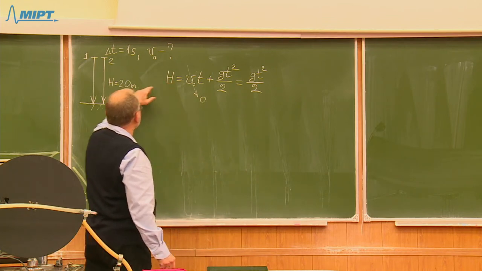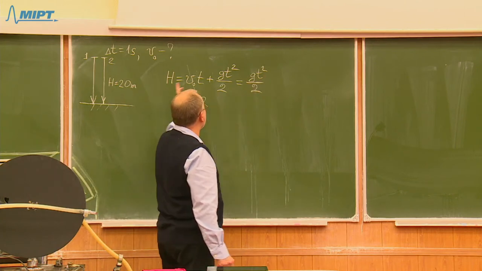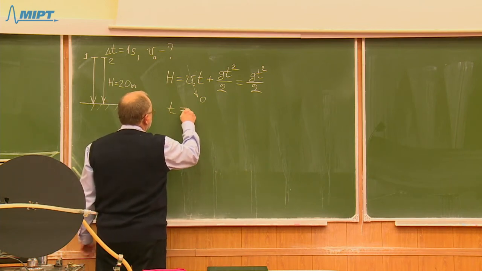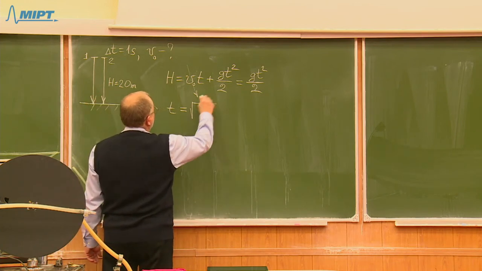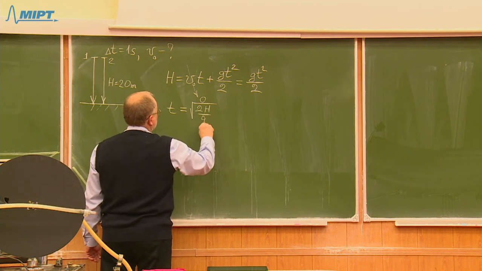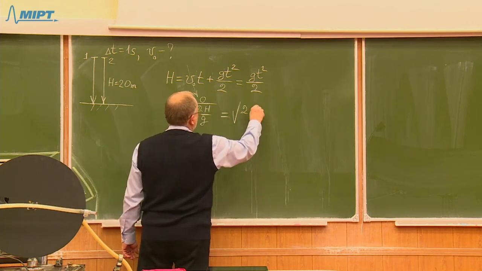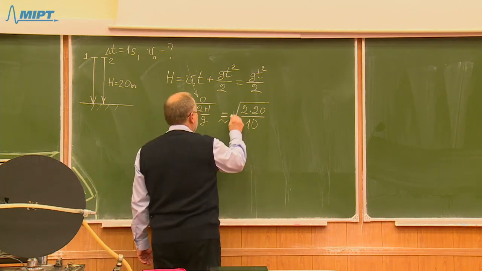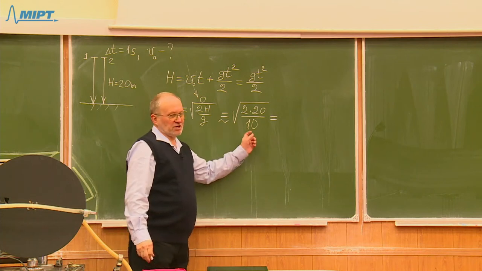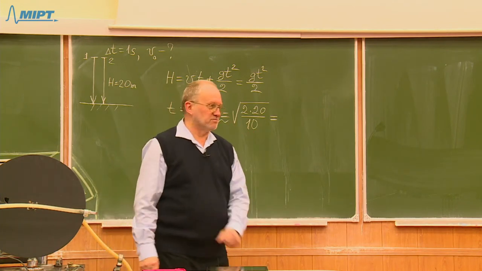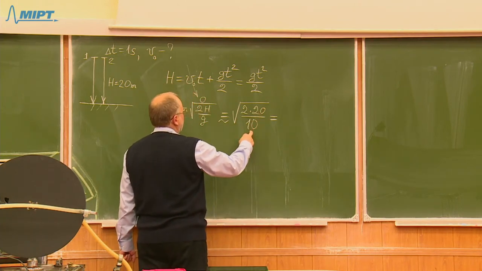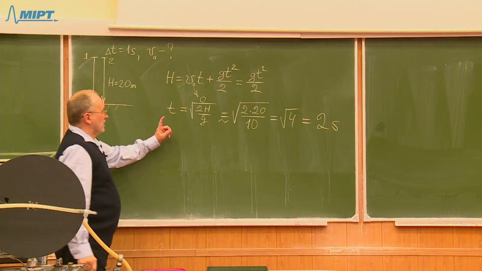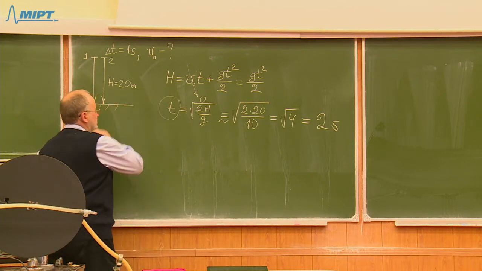Everything is given in this formula. The height is given as 20 meters, and the acceleration of free fall is known. So we can find the time it took the first stone to reach the ground surface. From this formula, the time is the square root of 2h divided by the acceleration of free fall. That is the square root of 2 times 20 meters divided by approximately 10 meters per second squared. We always use this approximation unless otherwise stated in the problem. So 20 divided by 10 is 2, 2 times 2 is 4, so we have the square root of 4. That is 2 seconds. It took 2 seconds for the first stone to reach the ground surface.